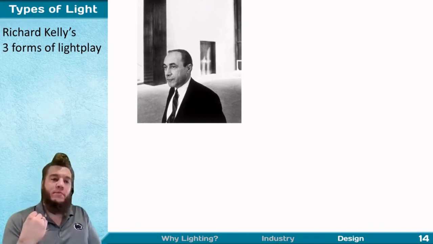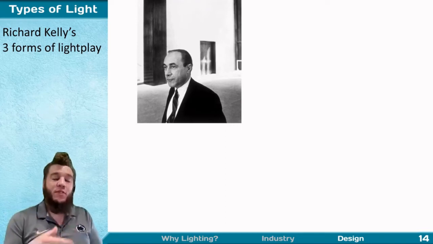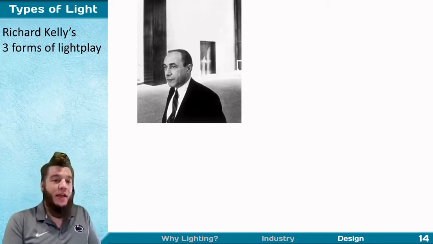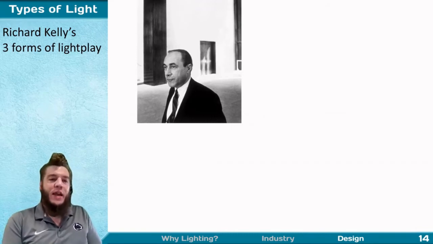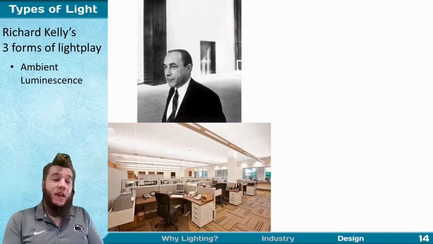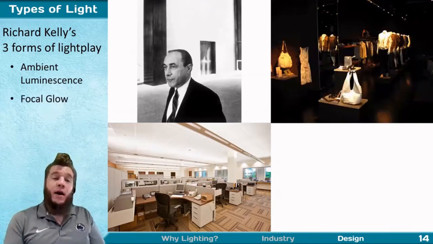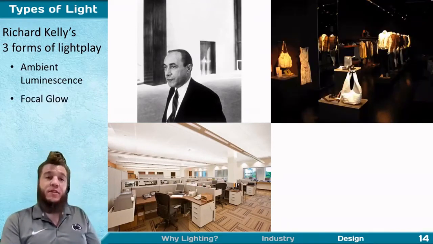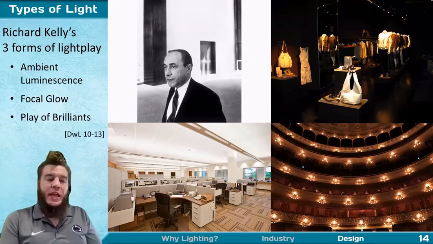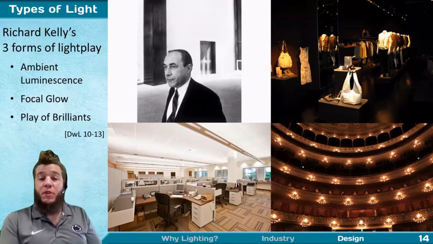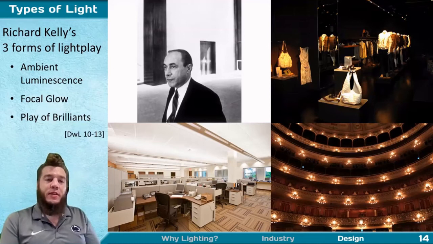And he created what's widely known as the three forms of light play. This is common terminology among all lighting designers, still in regular use today. So I want to cover them briefly. His first type of light play is ambient luminescence. Focal glow is his next form of light play. And then finally, play of brilliance. Play of brilliance is where you get more into the dazzle of light.